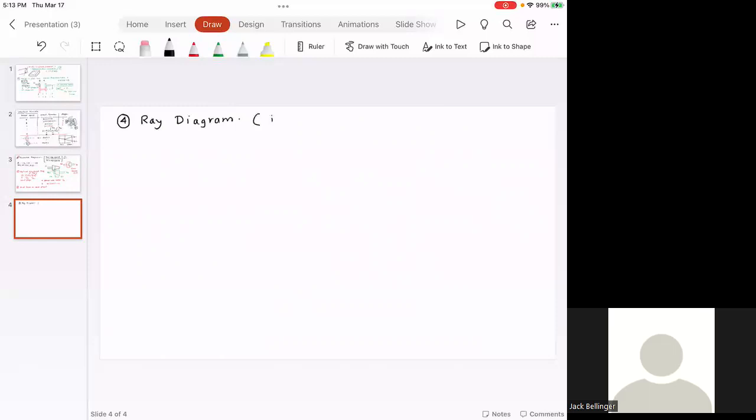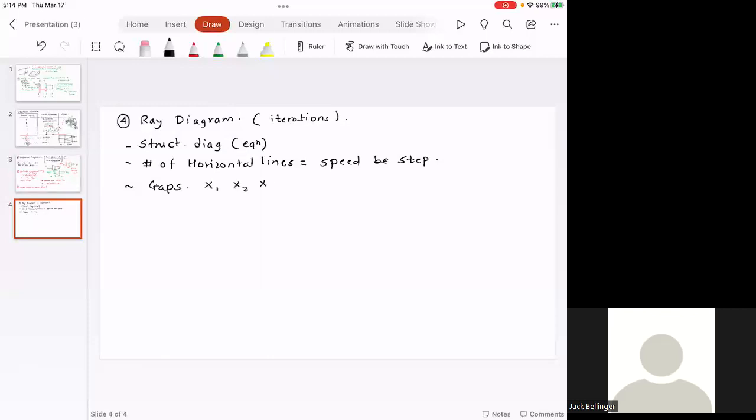Drawing a ray diagram is an iterative process. If you draw a ray diagram, you will have to start with a structural diagram. That comes from the structural equation. Then there are rules, just like shear force and bending moment diagrams. There are rules. So the number of horizontal lines is equal to the number of speed steps. Gaps should be given as first stage, second stage, third stage.